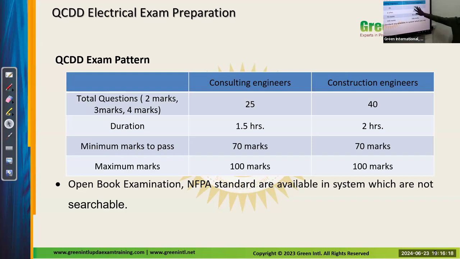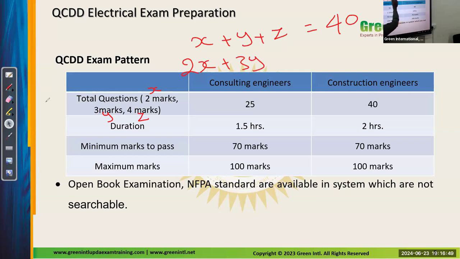So the minimum requirement is 70, 40 questions. But we mathematicians, that's why we make it. So we have 2 mark, 3 mark, 4 mark questions. Say it's X, Y, Z. That means the number of 2 mark questions, 3 mark questions, 4 mark questions, which gives 40. At the same time, 2 into X plus 3 into Y plus 4 into Z gives 100 marks.